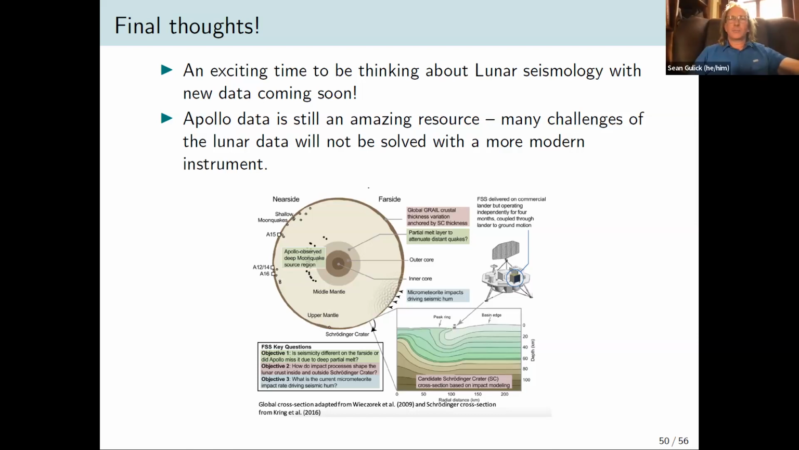Great. Awesome talk, Alice. I just had a quick question, which is, could you comment a bit on using a single station such as the new Farside Seismic Suite, or using InSight on Mars, relative to, in the future, seismic networks? What is that going to do to help us differentiate shallow quakes and impacts?